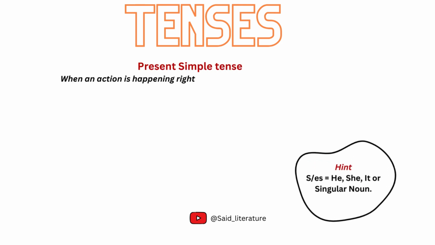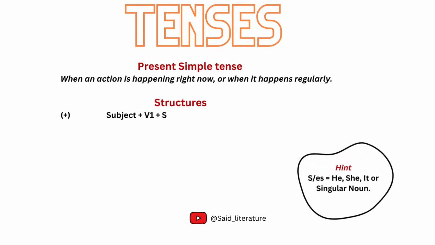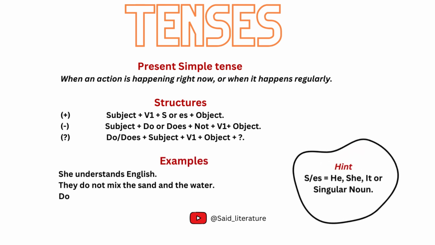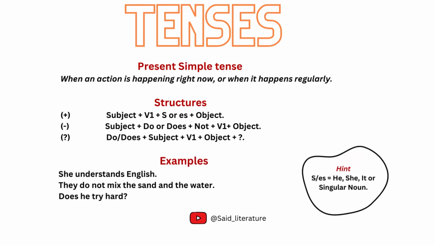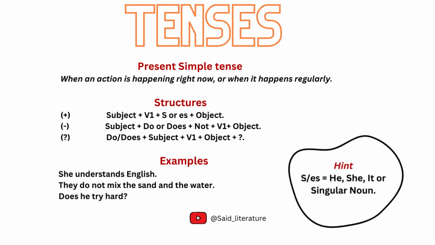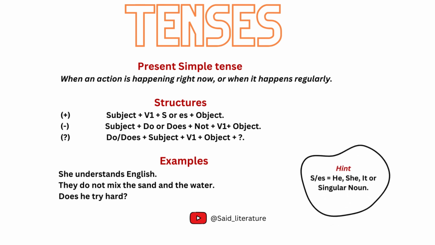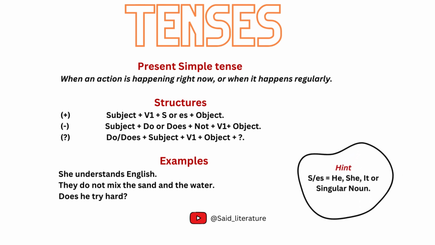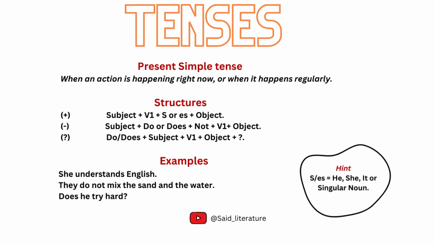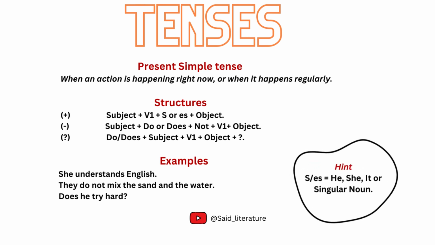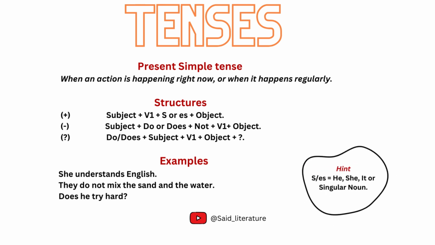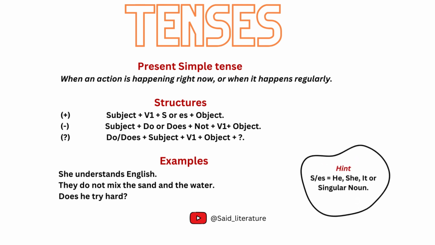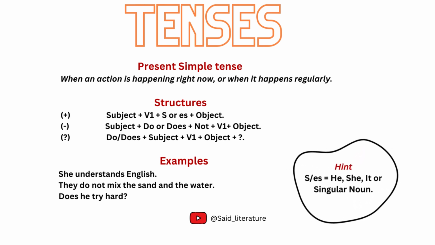Tenses. The first tense is present simple tense. The definition of the present simple tense is when an action is happening right now or when it happens regularly. Structure of the simple present tense are positive, subject plus first form of verb plus s or es plus object. Negative, subject plus do or does plus first form of verb plus object.